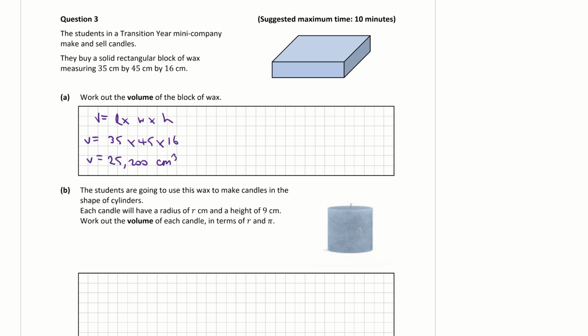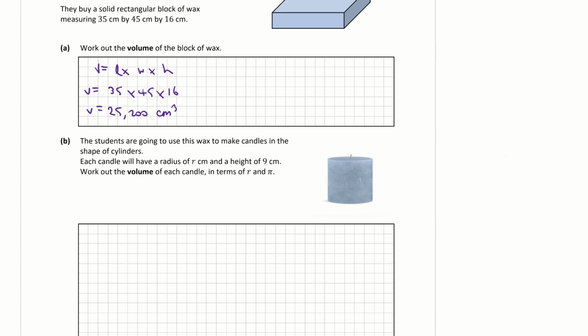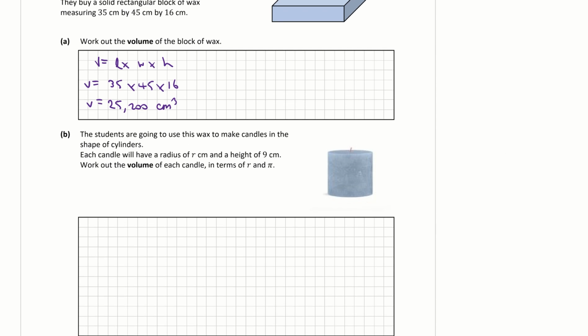Part B, the students are going to use this wax to make candles in the shape of cylinders. Each candle will have a radius of r centimeters and a height of 9. Work out the volume of each candle in terms of r and pi. So that means that pi and r remain in your answer.